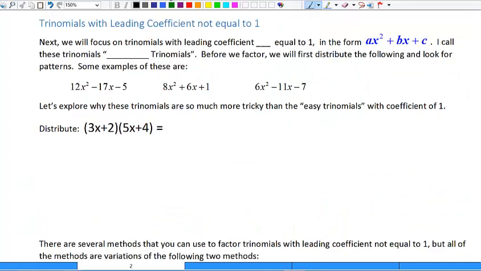Next we will focus on trinomials with leading coefficient not equal to 1 in the form ax squared plus bx plus c.